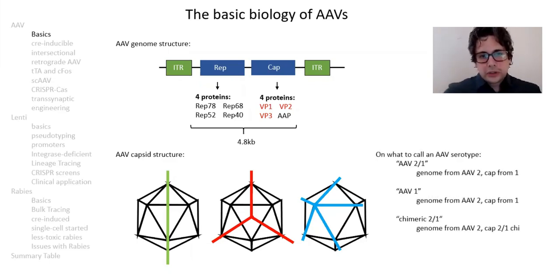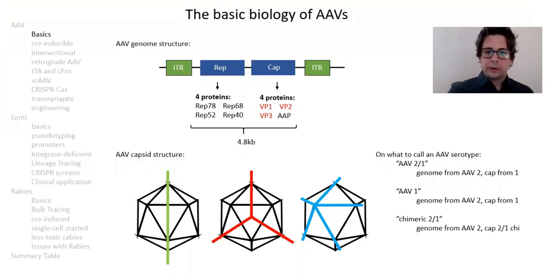And so what people do when they grow AAVs and you buy them from Addgene or from your core is that you can get them in a certain serotype. Serotypes are basically what is the rep cap that you're using to make your virus. And they always come from certain patient samples. They're named 1 through 9, and later ones are usually evolved from those samples.